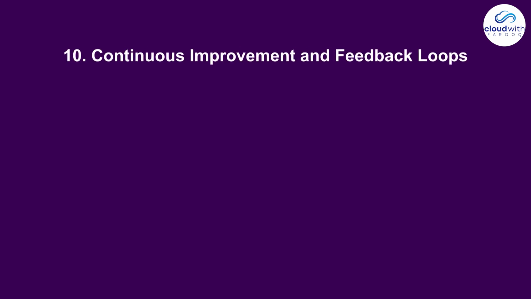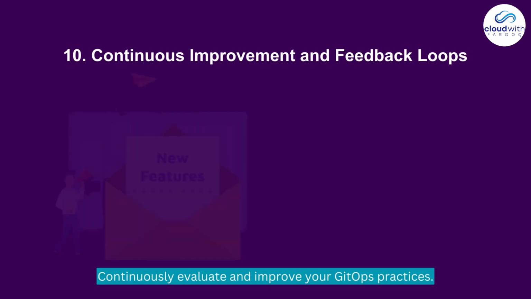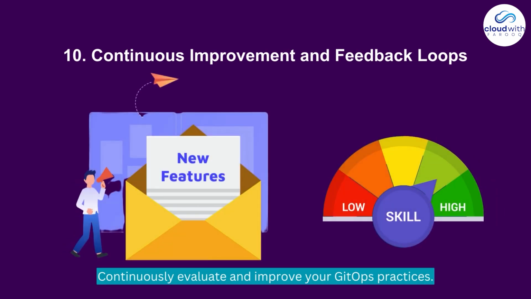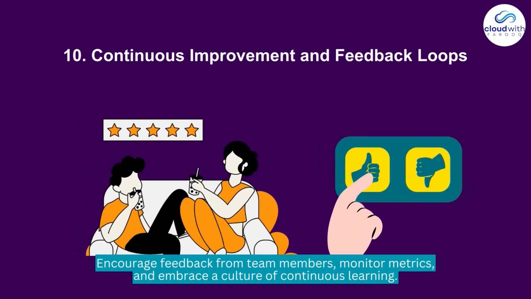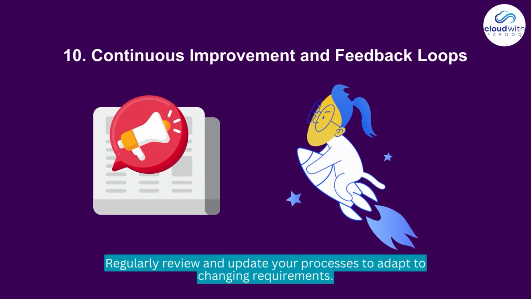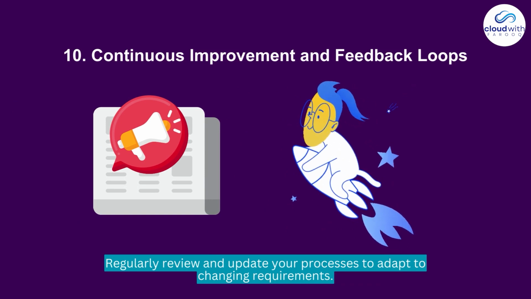Number 10, continuous improvement and feedback loops. Continuously evaluate and improve your GitOps practices. Encourage feedback from team members, monitor metrics, and embrace a culture of continuous learning. Regularly review and update your processes to adapt to changing requirements.